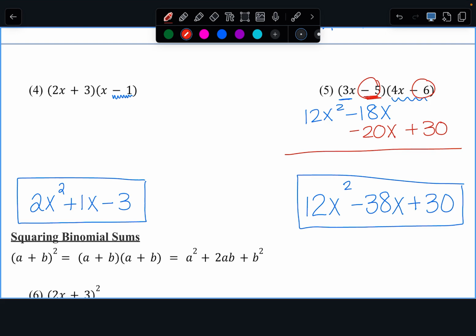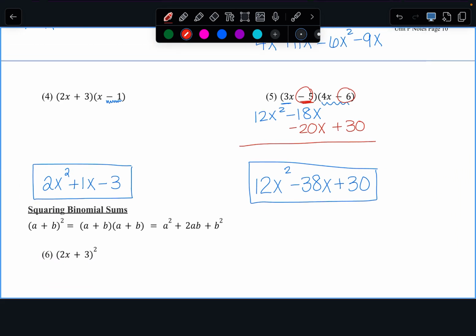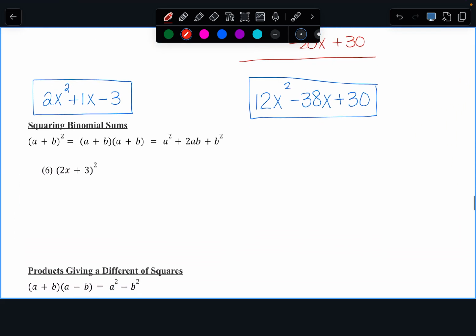Anybody need the steps for number 4? And by need, I mean, does anybody want the steps for number 4? No? Are you sure? Okay. All right. Still doing okay? All right. Love to see it.